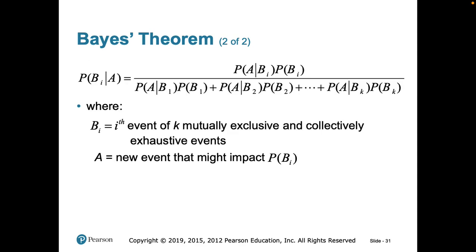So here is Bayes' theorem. You have the probability of Bi given that A has occurred, which is going to equal the formula. In this case, Bi is the ith event of k mutually exclusive and collectively exhaustive events, and A is the new event that might impact P(Bi). So basically, you have a new event that will have an impact on it, and that's when you will use Bayes' theorem.